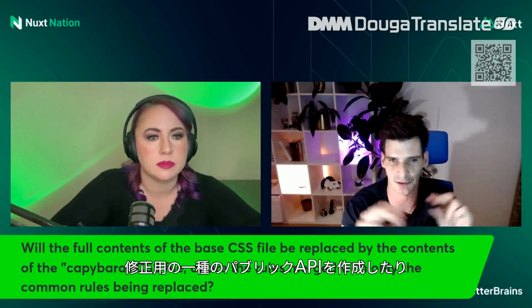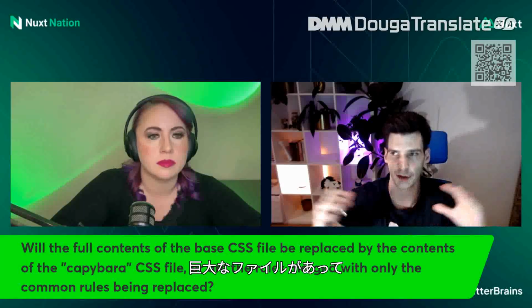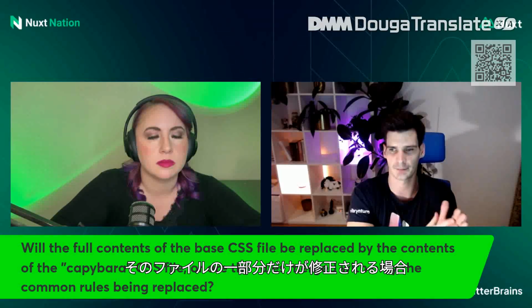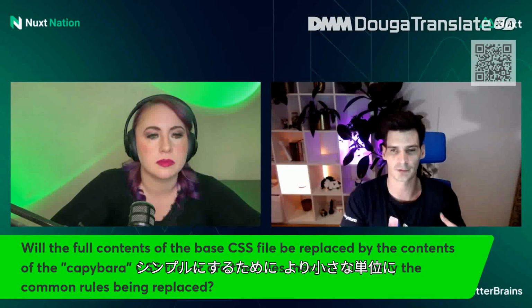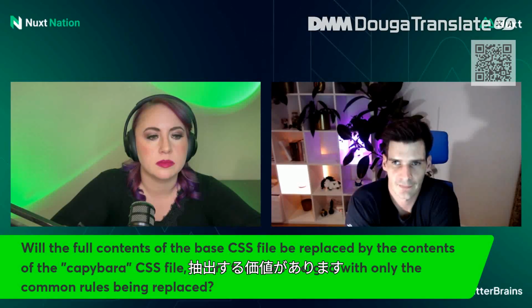You can create some sort of public API for modifications, and for things that maybe shouldn't be modified. If you have a huge file and only a small portion of it is being modified, and it's not only about CSS, it's also about the components themselves, it's probably worth extracting this into something smaller, just for the simplicity.